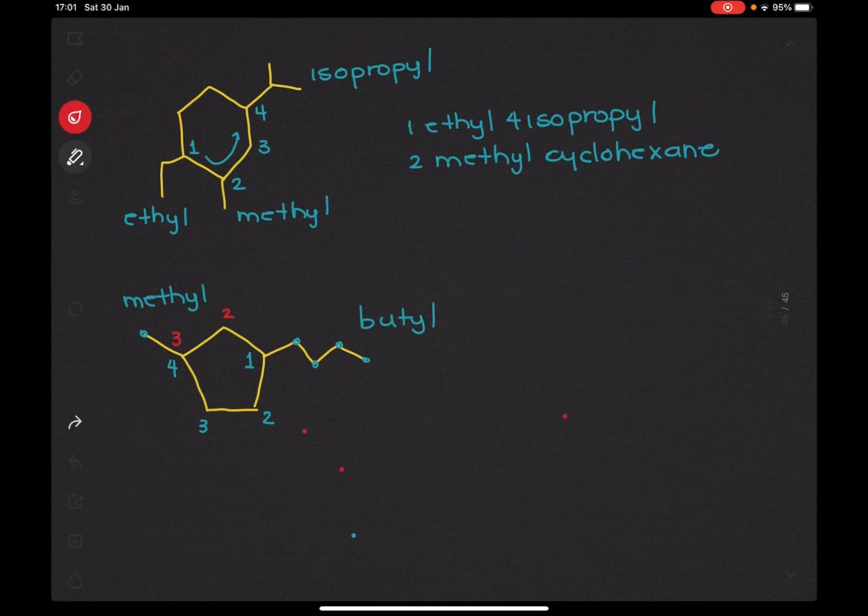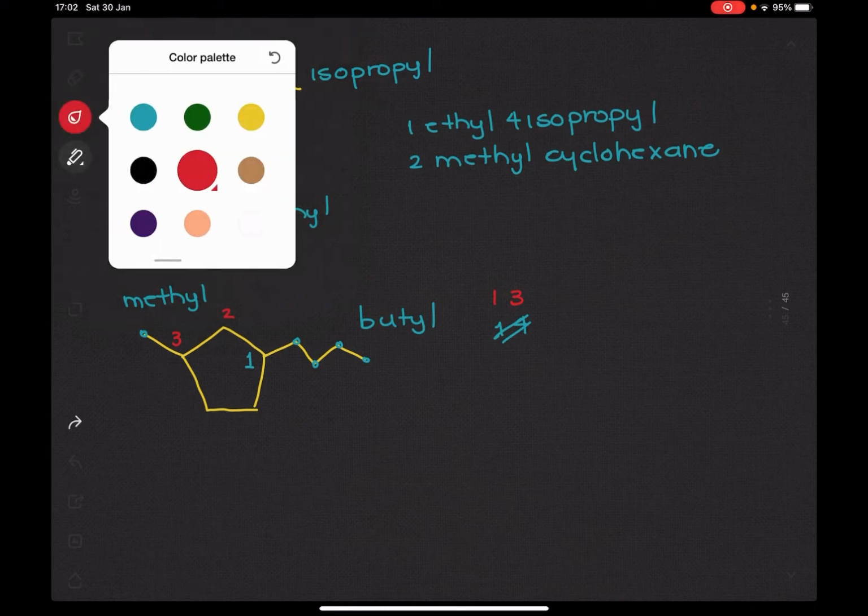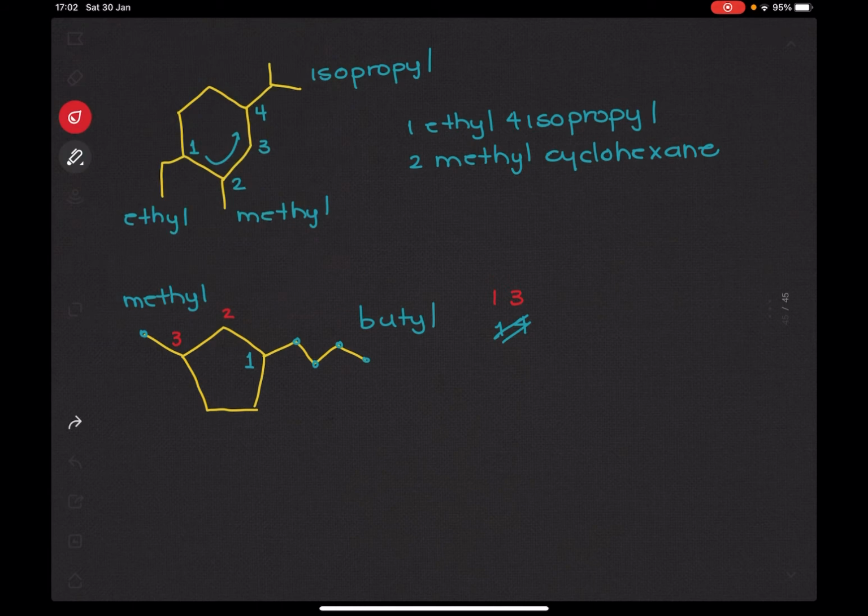So in red, I would have it in 1 and 3. My 2 substituents in blue, I would have them at 1 and 4. So obviously, the smallest number possible is given with the red numbering. So I'll just erase the blues and keep the red. So my structure would be, I have 1 butyl, 3 methyl, cyclopentane.